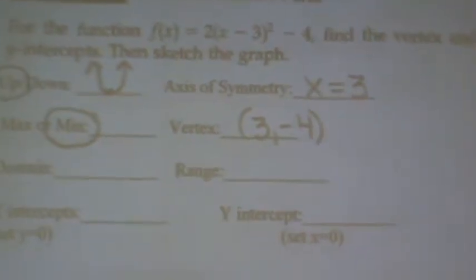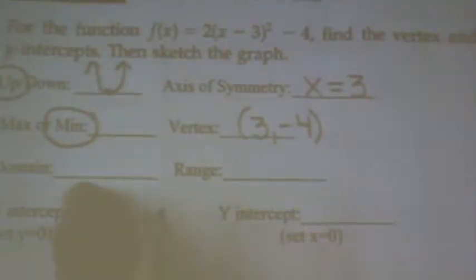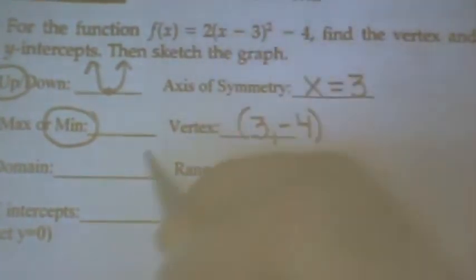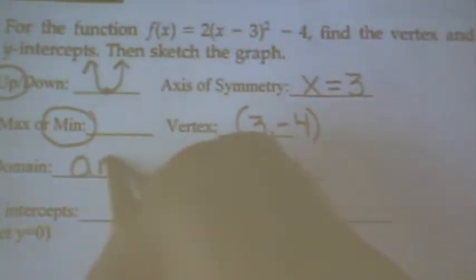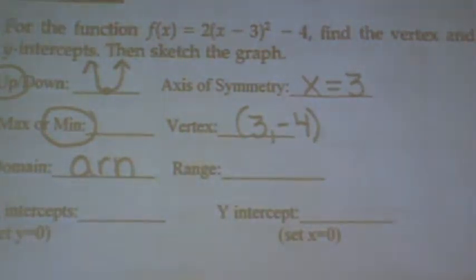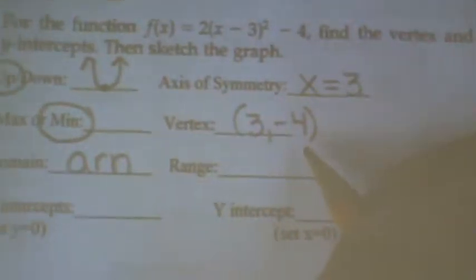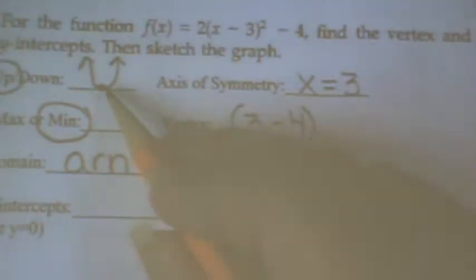3, negative 4. Now the domain is all the x values. Is there any number I cannot put into this? No. So the domain for all of them will be all real numbers. Your range, when you sketch the vertex and knowing that it's going up, it's not down, it's up.